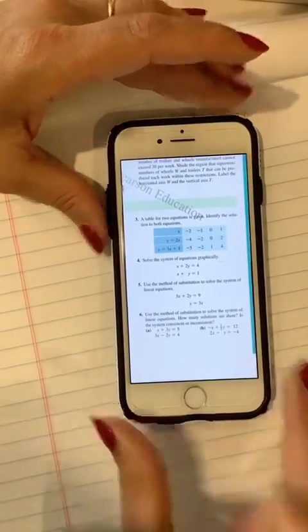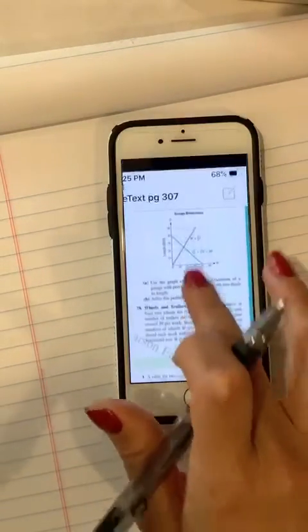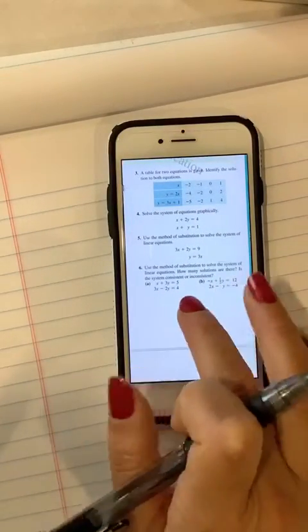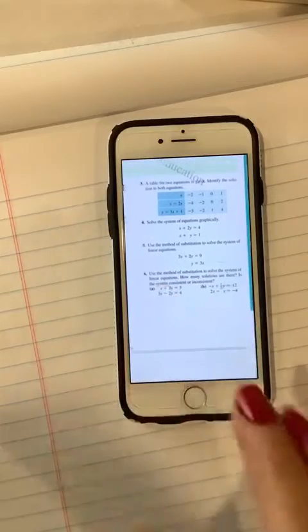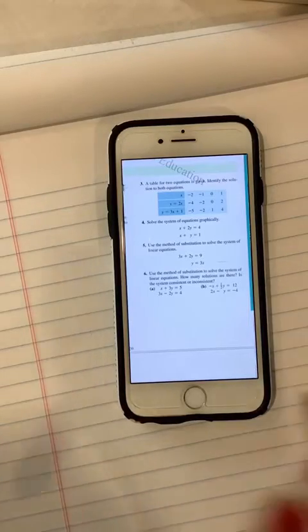In this video, we are going to be doing problem number 5 from the chapter 4 test unit on page 307. I believe it is 307. Yes, it's on page 307. We are going to do problem number 5. Problems number 1 through 4 were done in a previous video. If you need the solutions for them, please watch that video.